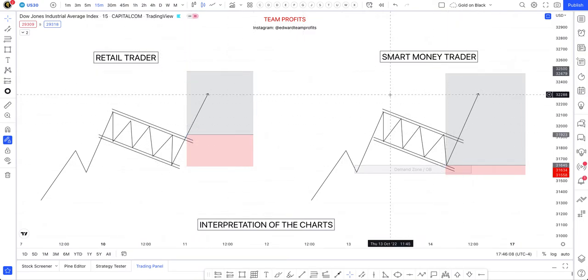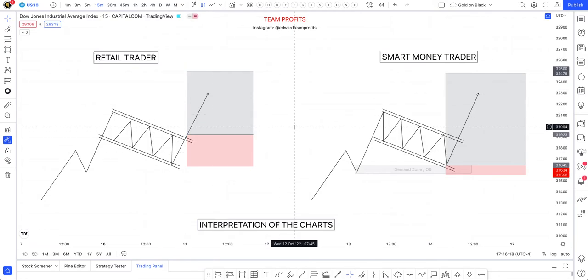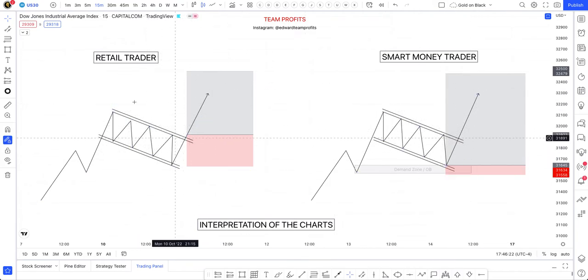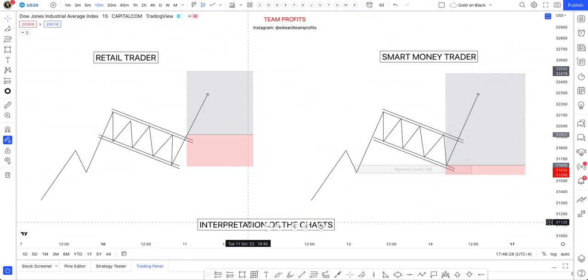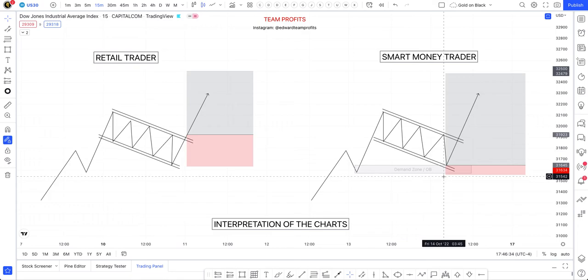Both strategies are fine. I'm not saying that a retail trader is no longer profitable, or that a retail trader will never be able to make money. No, that is not true, okay? Both ways of trading, this is just how some people are interpreting the market. Basically, these are two different interpretations of the charts. So you have retail traders and you have smart money traders. What's the difference, of course, right here?